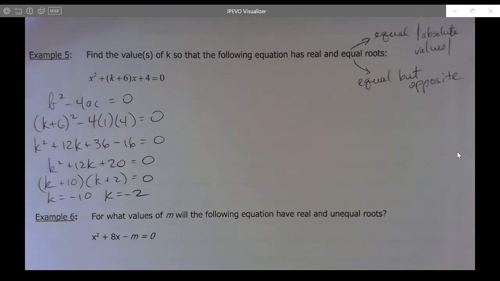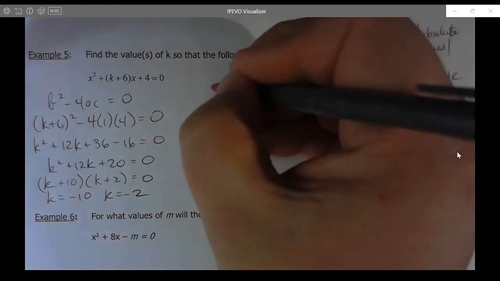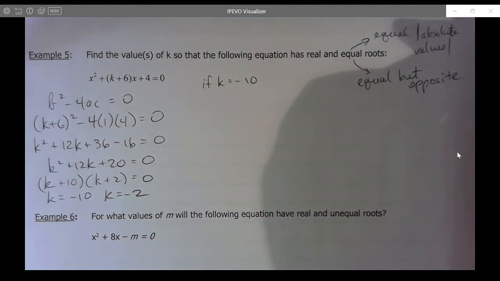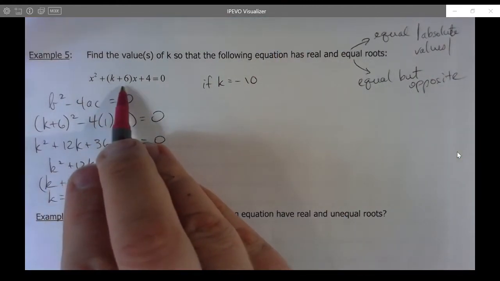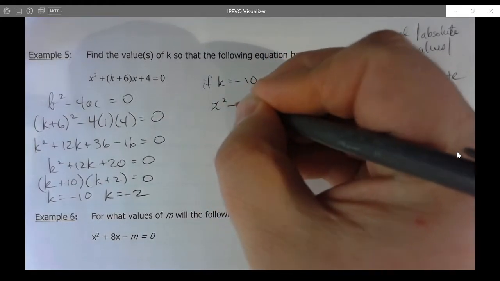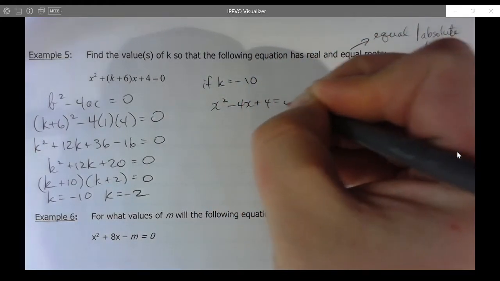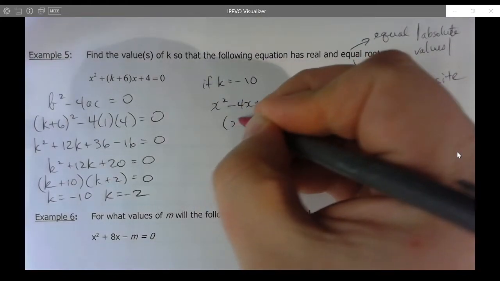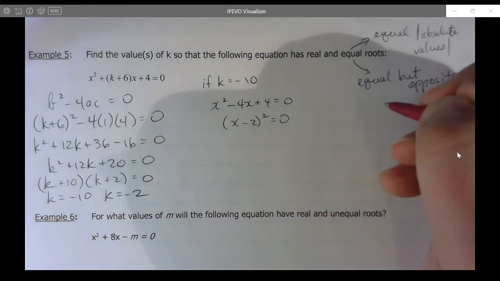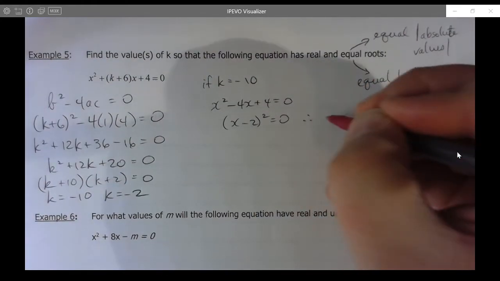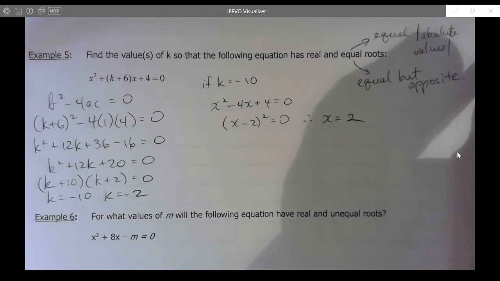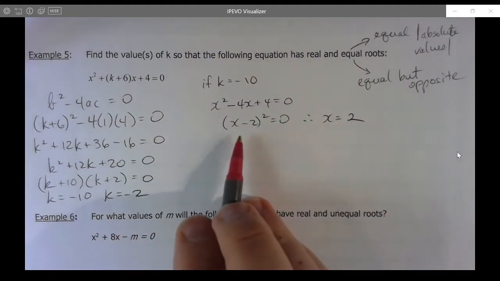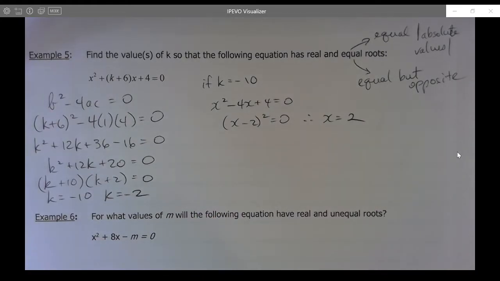All right, so that means that, let's try our answers. If k is equal to negative 10, what happens? Well, then I'm going to have x squared minus 4x plus 4 is equal to 0. And in that case, I get x minus 2 squared is equal to 0. So that means x would equal 2. So that's the first k. So that one works. I get equal roots there. So k is equal to 2.